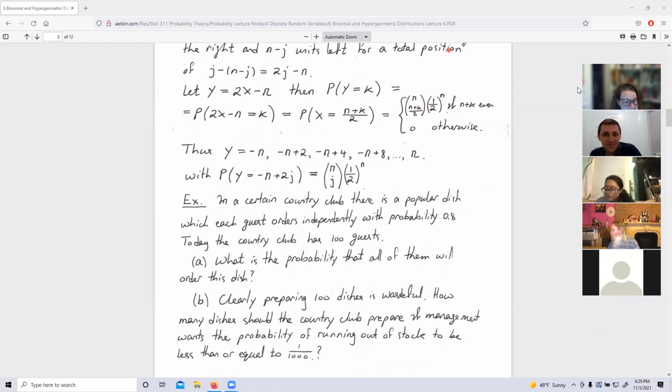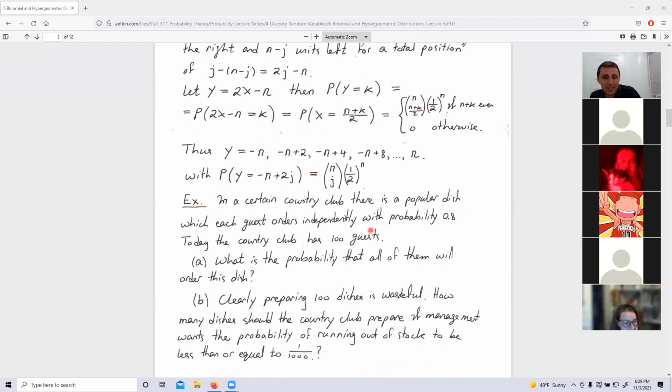So here is the situation. Suppose in the country club, we have a certain popular dish, and each guest independently orders that dish with probability 0.8.